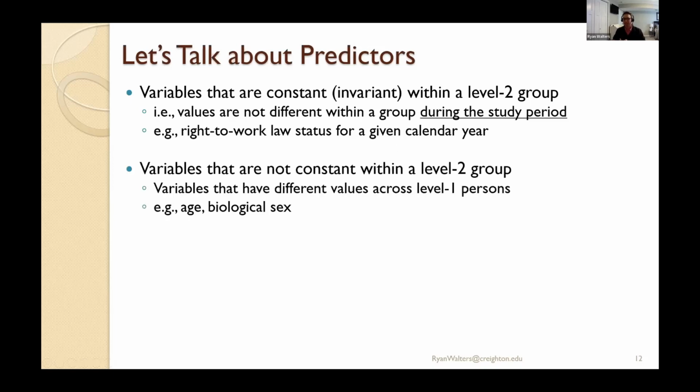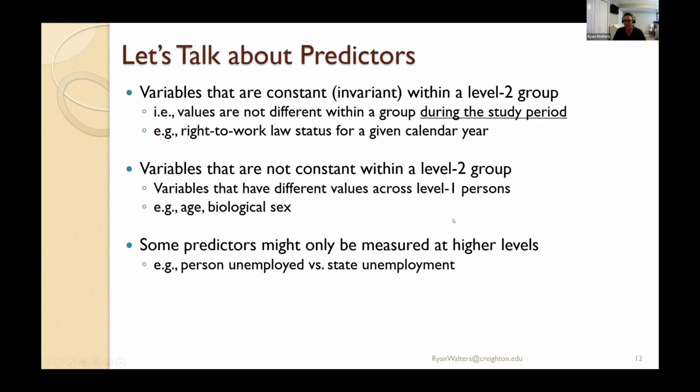Where some of this complexity comes in, and we're going to spend a lot of time today talking about, is variables that are not constant within a level 2 group. So these are going to be our person level things: age, biological sex, race, etc. Things that can't be considered constant across the entirety of the state.